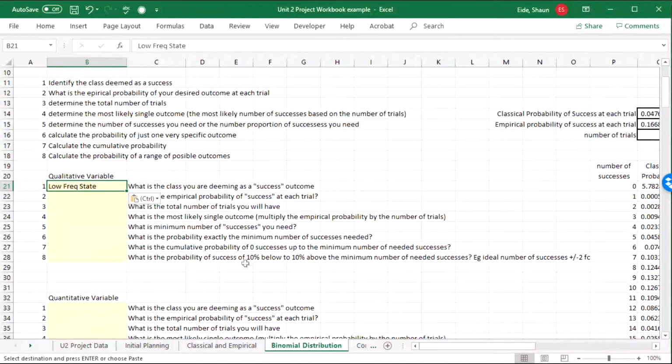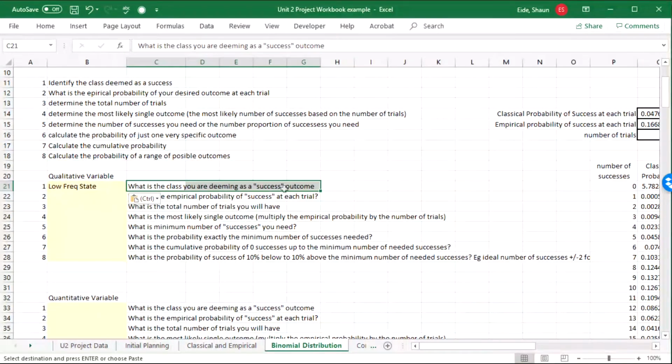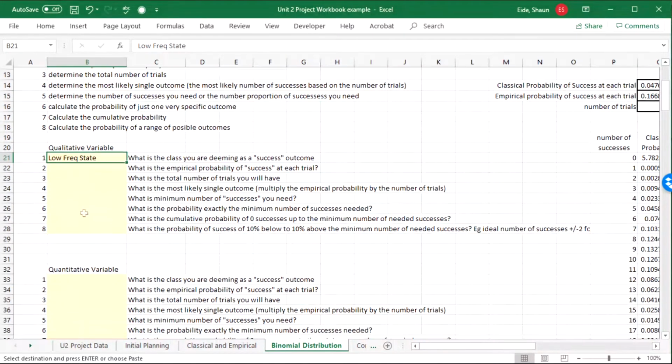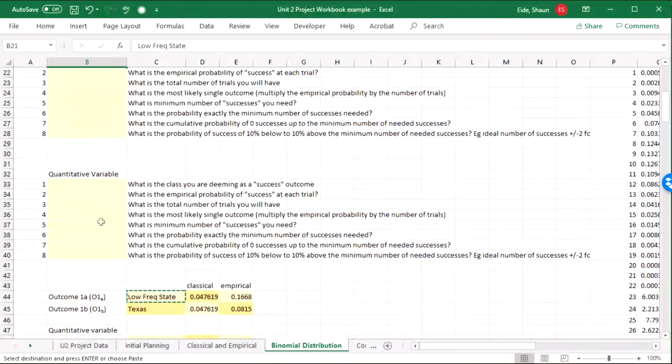And so I'm kind of concerned about, hey, if I am doing this assessment, what's the probability of me having a certain threshold of low frequency states? And so even though the success is the high frequency, even though what I really want is a high frequency state, what I'm assessing and what I'm deeming as a success is me pulling a low frequency state. And so I've got a low frequency state there. And you've got the classical and empirical, and what we care about is the empirical.